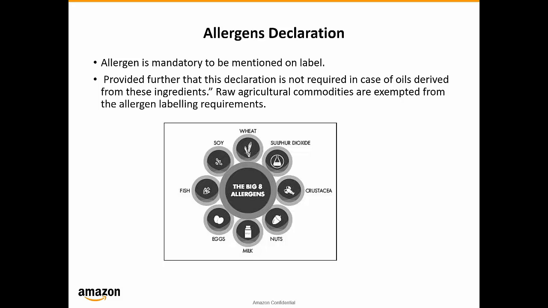Again, the slides mainly cover the big allergens which should be classified: wheat, sulfur dioxide, crustaceans, nuts, milk, eggs, fish, and soya. So these are the allergens which should be declared.